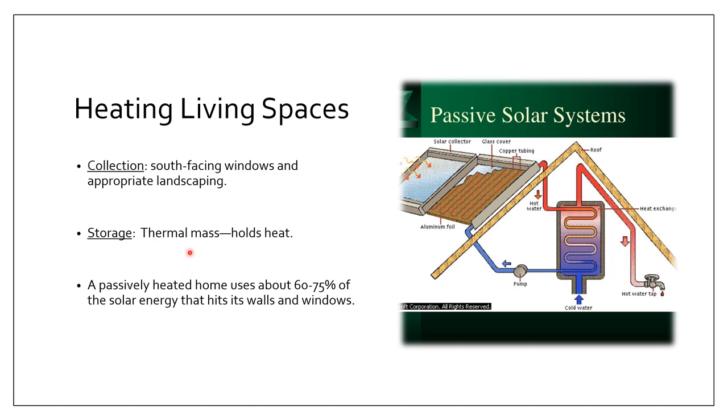Okay, storage and thermal mass: they hold the heat. Passively heated homes use about 60 to 75% of the solar energy, heating the wall and also the window.